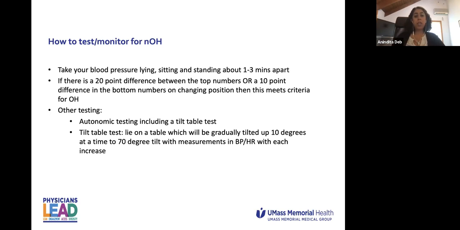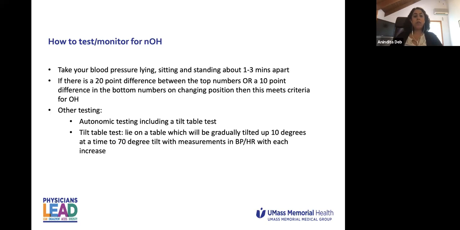Additionally, depending on what symptoms someone has, we may require more autonomic testing. So what does that mean? If you have multiple autonomic symptoms and we're worried about autonomic dysfunction, sometimes autonomic testing may be recommended, and that depends on what the physician thinks might be going on.